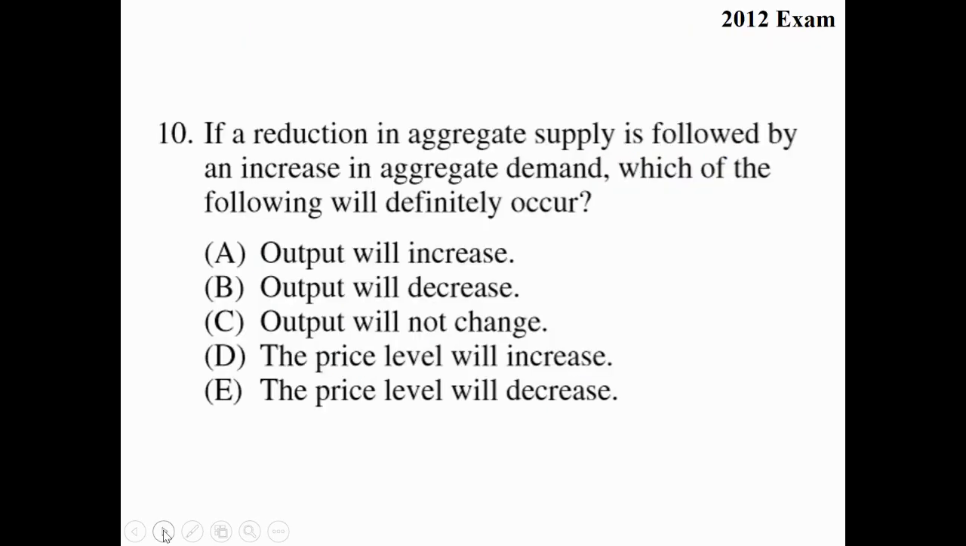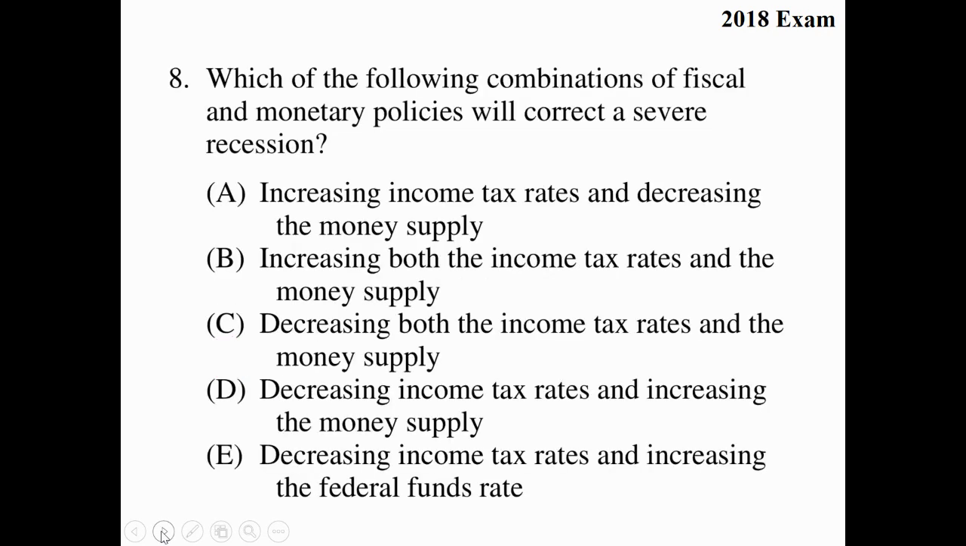Okay, so we're going to take a look at those. Here, if a reduction in aggregate supply is followed by an increase in aggregate demand, which of the following will definitely occur? So, a reduction in aggregate supply, so short run aggregate supply shifts left, and an increase in aggregate demand curve. What will we know absolutely positively will occur? The price level will increase. Now, output technically could be ambiguous. We're not really sure on output, but we know price levels will go up.